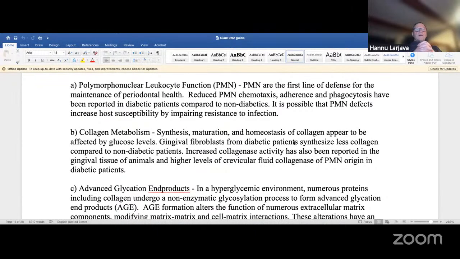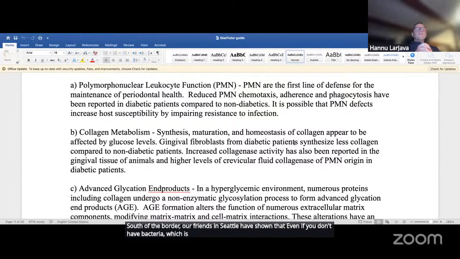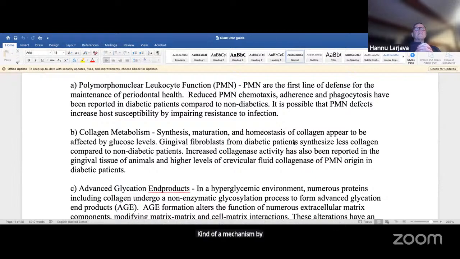south of the border, our friends in Seattle have shown that even if you don't have bacteria, which is quite intriguing, you have these PMN cells coming in germ-free animals through the sulcus without stimulation, because they basically don't have any bacteria. There must be some evolutionary mechanism why these PMN cells are still coming into the mouth, even if there are no bacteria whatsoever in the mouth.